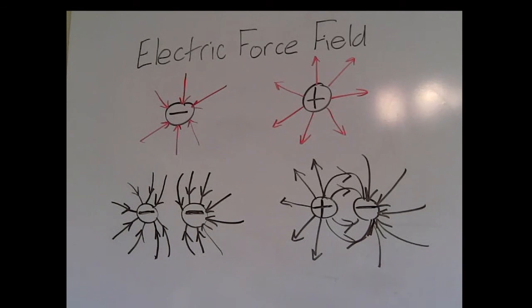Electric field lines point towards a negatively charged object and away from a positively charged object. The electric field permeates the space around the charged object, and any object placed into the electric field will experience the electric force field of that charged particle.